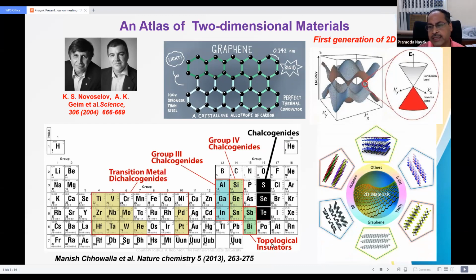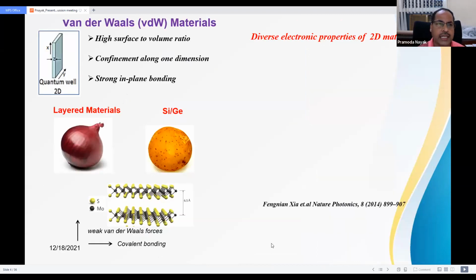So there are different classes, starting from graphene, black phosphorus, MXene, hexagonal boron nitride, TMD, and so on. Every day, every week, you can see another new class of two-dimensional material added into this field. So there is a huge class of 2D materials. And these materials are called Van der Waals materials because the in-plane bonding is governed by the strong covalent bond, whereas the out-of-plane bonding is governed by the Van der Waals force. That's why it is called the layered material or the Van der Waals material.